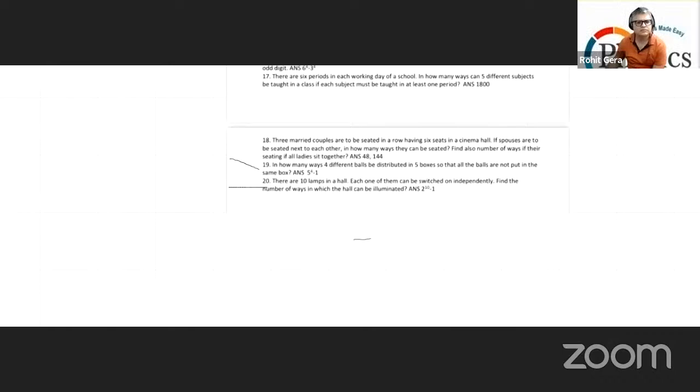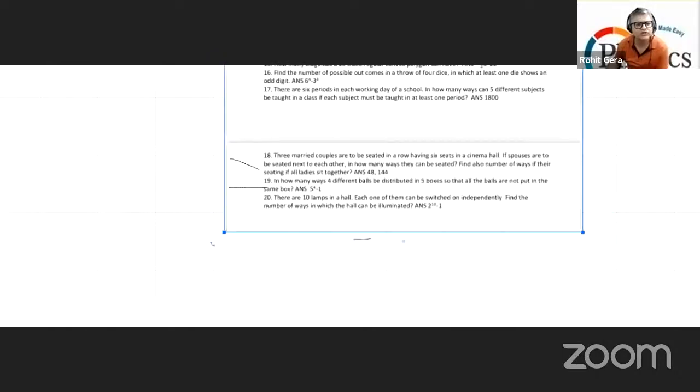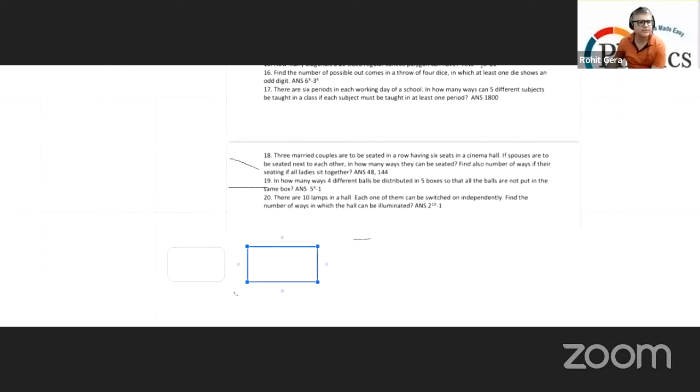In how many ways? What is the meaning of the question? Come again. The question is number 19. So that all the balls are not put in the same box. So there are vacancies, and you have 4 balls and you have 5 boxes. So draw the boxes. Make your boxes. So let's say you have 5 boxes. Okay, fill them up now.